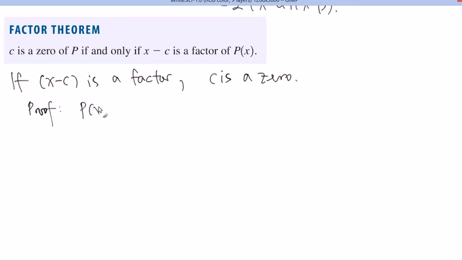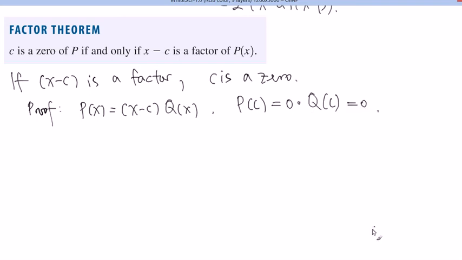Here's the proof. P of x, the polynomial: if x minus c is a factor, then p of x is x minus c times q of x. That's the meaning of x minus c being a factor. So why is c a zero? If you plug in c for x, whatever that q thing is gets multiplied by 0, so it's 0. So I showed that x equals c is a zero. Now let's look at the other way.